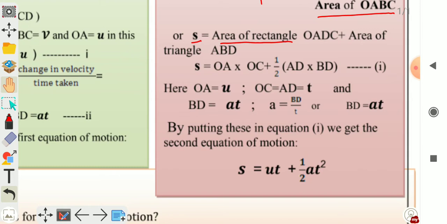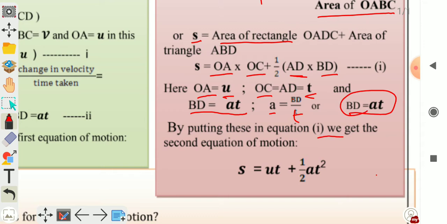So we will find the area according to this equation. S equal to OA, length into breadth, OA into OC plus half AD into BD. When OA equal to U, OC equal to AD equal to T and BD equal to AD in the first equation. So A equal to BD upon T, or you can write BD equal to AT. By putting these in equation 1, we get the second equation, S equal to UT plus half AT square.